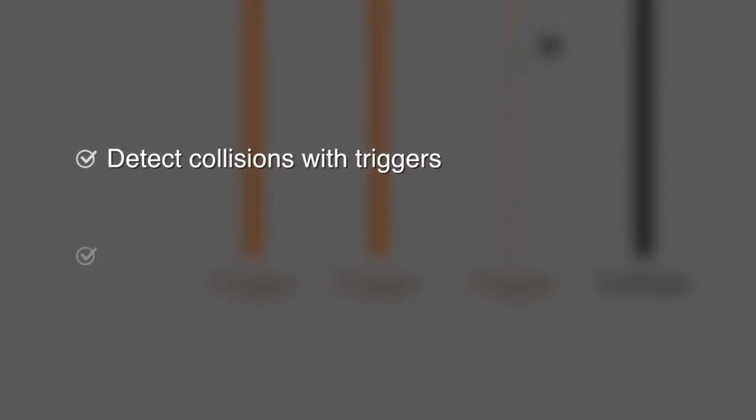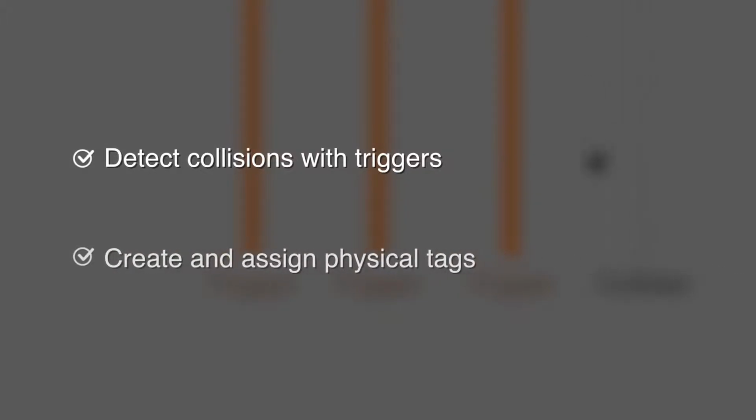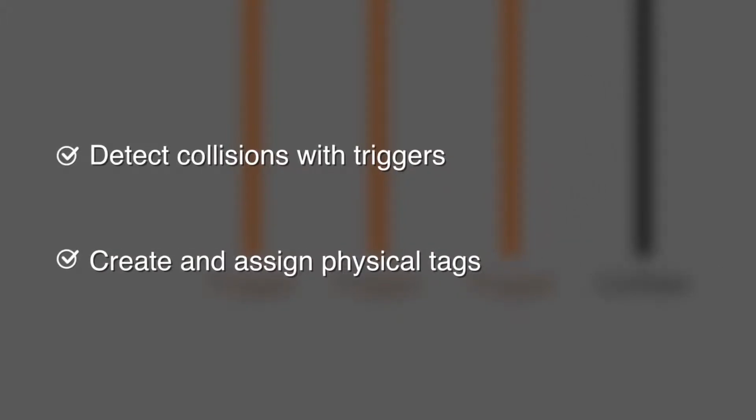In this lesson, we will take a look at how to register collisions and trigger events, and create physics tags in order to recognize objects our ball collides with. First, let's take care of the assignment.